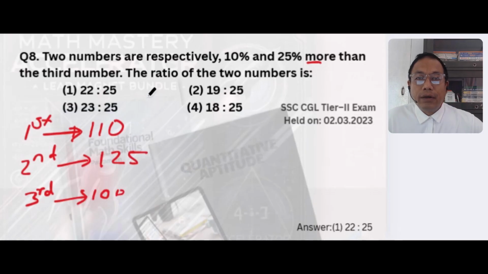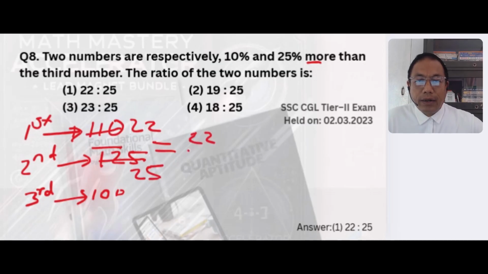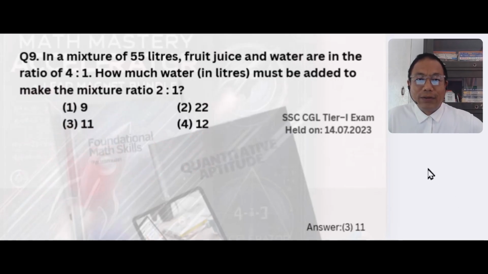Can we cancel here? Ratio of two numbers. Cancel it. 5 toward 10, 5 toward 10, 5 toward 10, 25, 5 of 25. The answer is 22 by 25. Do we have 22 by 25? Option 1 is the right answer. Do you enjoy? All right, let's solve the next question.